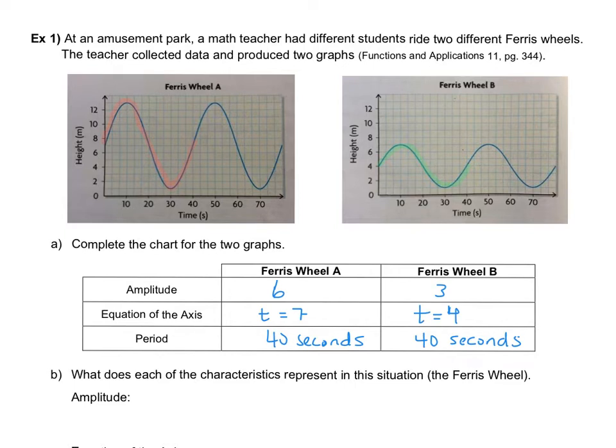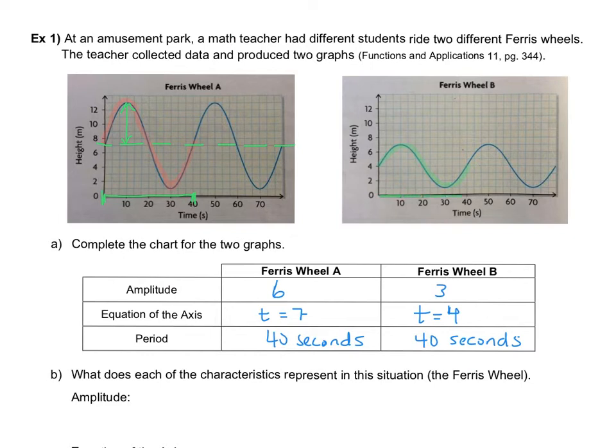All right, so we should have, for the first one, your amplitude is 6. The equation of the axis is at 7. So if you look at here, y equals 7, dot that across. Our distance here is 6 units from here to here. And it takes 40 seconds to complete 1 cycle. So 1 cycle spans that amount of time.